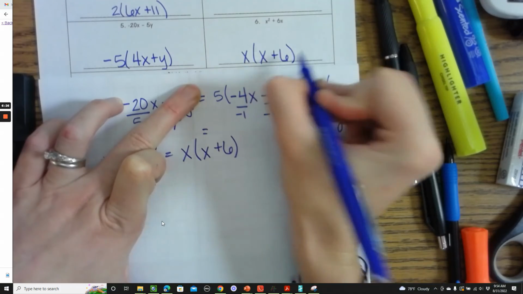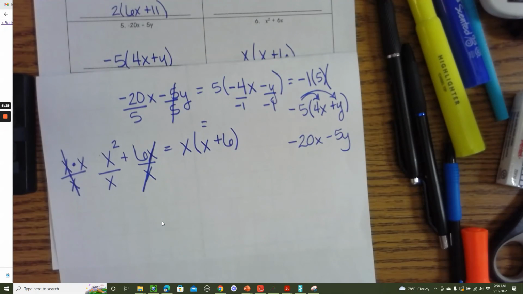Okay, so that's factoring. I'm only leaving you 2 that you got to factor on your own.